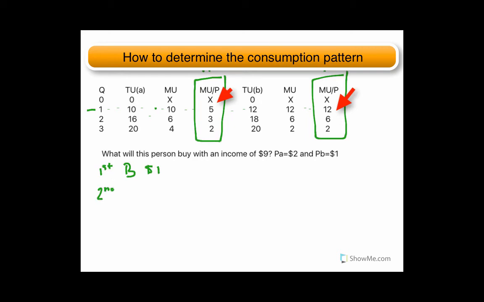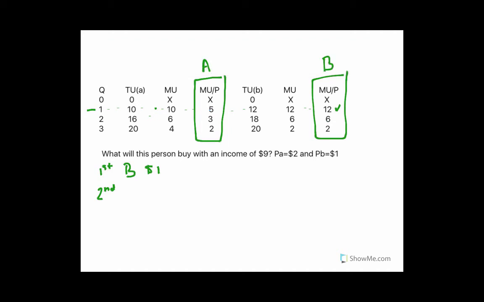So what will they buy second? Now that they have already bought the first bundle of product B, they have left the second bundle of B and still the first bundle of A. So now we're comparing 5 and 6. 6 is higher than 5, so again the person is going to buy bundle B for the price of $1. So let's move on to the third.